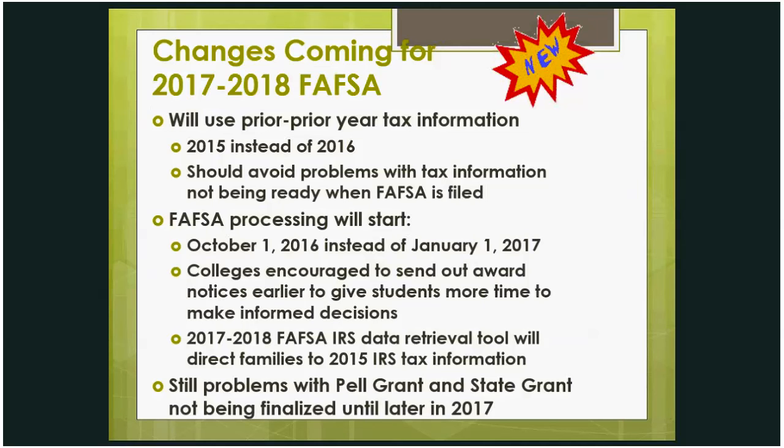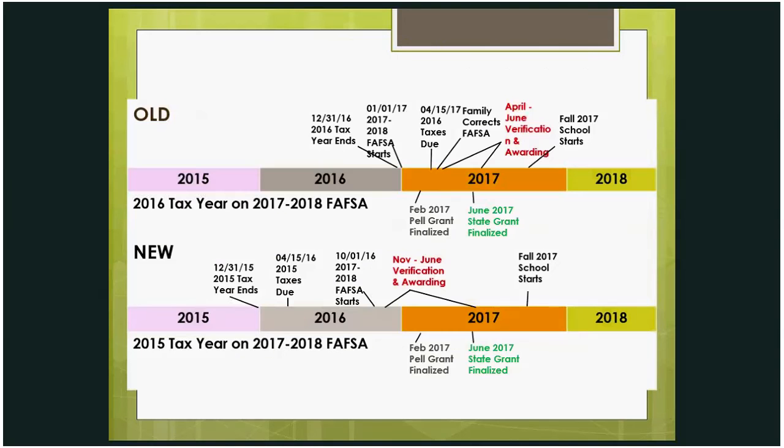And then the FAFSA season will start in October of 2016 for the 17-18 year, 3 months earlier. And that will hopefully mean eventually students get more time to find out about their financial aid and make decisions on what college to attend. It'll take a while for schools to adapt and move up their processing cycle and so forth, but that's coming down the pike for the next year. And I just have a handout for you somewhere about this that you can take with you, but it just compares what it would have looked like under the current system to what it's going to be changing to for that year.